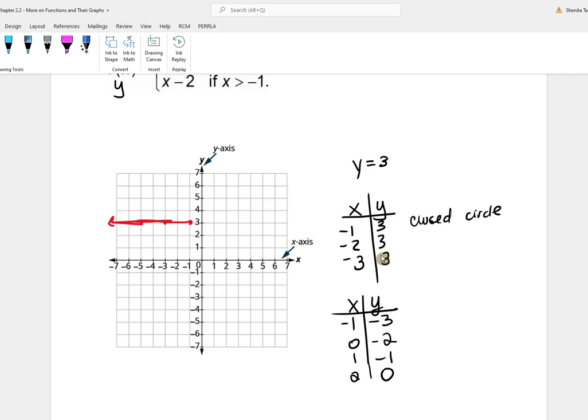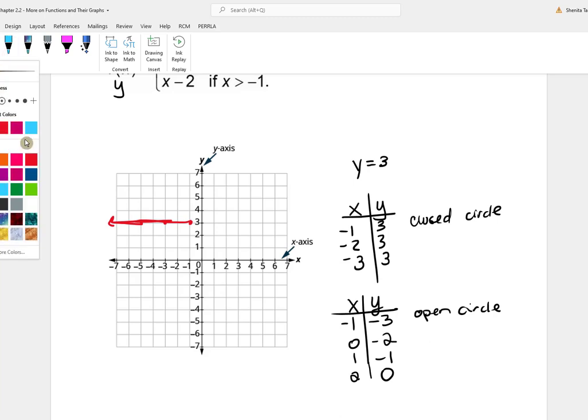So even though negative 1 is not included in the stipulations, I'm going to put it in, graph it anyway, but I'm going to put an open circle. And that lets me know that that number is not included.